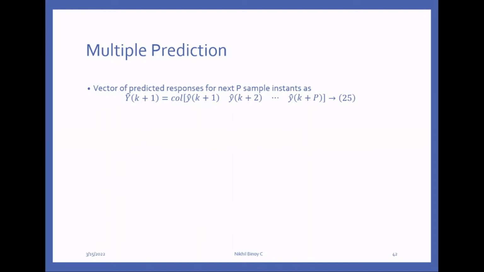That is equal to column vector y cap of k plus 1, y cap of k plus 2, etc., y cap of k plus p. So note it as equation number 25.